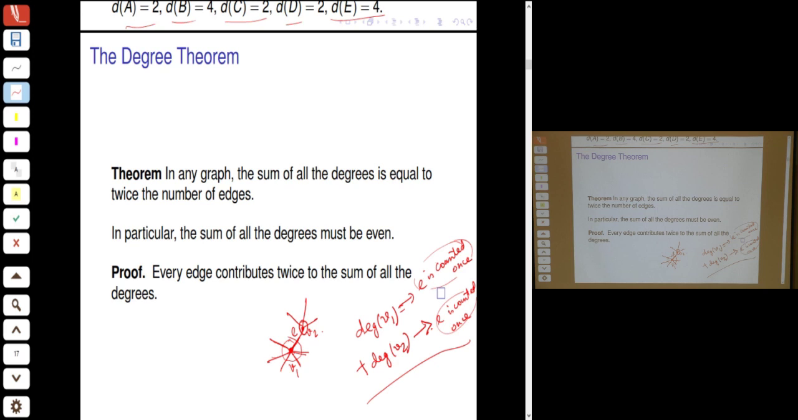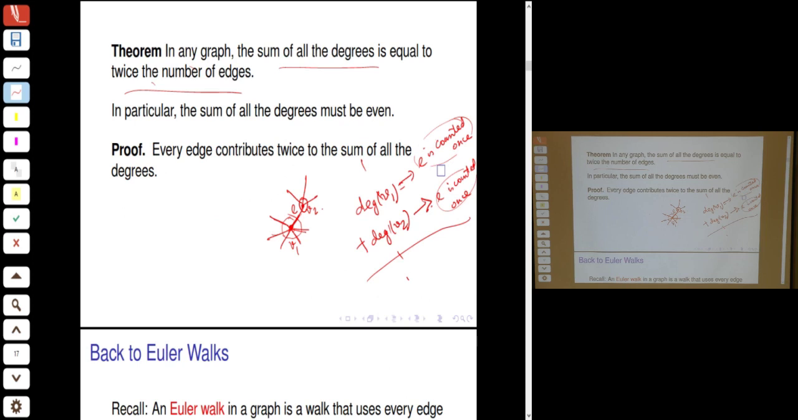Similarly, this can be said of any edge in the graph. So, if you sum up the degrees of all the vertices in the graph, then every edge in the graph will be counted twice. And therefore, the sum of all the degrees in the graph will be twice the number of edges, because we have just seen that when you sum up the degrees of a graph, every edge is counted twice, once for each endpoint of that edge. Okay. Any questions?